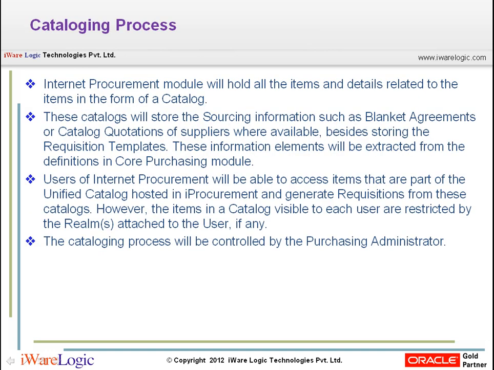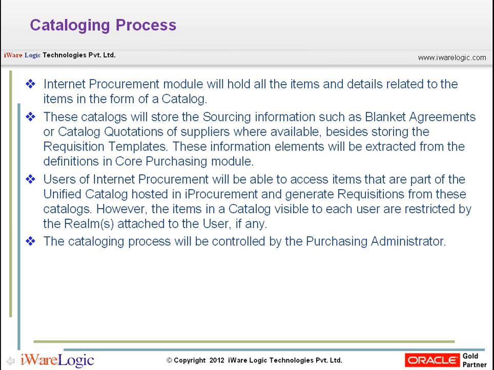What is the cataloging process? It is an iProcurement module that will hold all the items and details related to the items in the form of a catalog. Whatever information related to items is available on iProcurement will be available in the form of a catalog. These catalogs will be stored in the sourcing information such as blanket agreements or catalog quotations of the suppliers where available. Besides storing the requisition templates, these information elements will be extracted from the definitions in core purchasing modules.